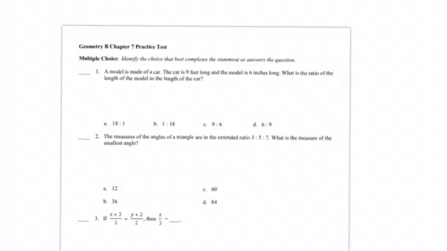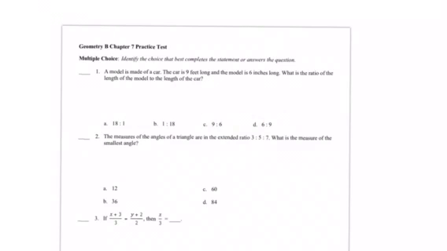Look at our geometry chapter 7 practice test. So we'll go ahead and get started here. We've got a question about a model. It's made of a car. The car is 9 feet long. The model is 6 inches long. We want to know the ratio of the length of the model to the length of the car.